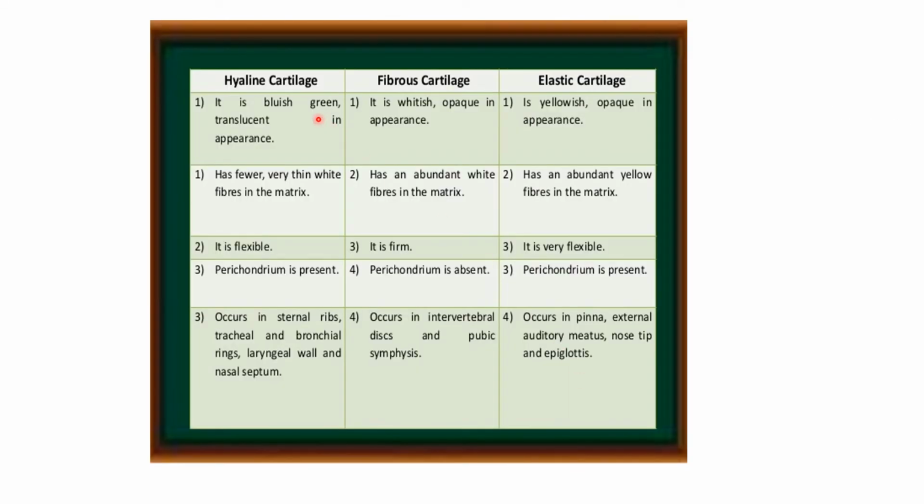So now let's see the difference between the three. Hyaline is bluish green in color, this one is white opaque, and this one is yellowish. Hyaline has few and very thin white fibers, fibrous has abundant white fibers, and elastic has more yellow fibers. This is flexible, this is firm, and this is very flexible as it contains elastin. Perichondrium is present, perichondrium is absent, and perichondrium is again present in the elastic type. Hyaline occurs in sternal ribs, trachea, bronchial rings and nasal septum. Fibrous occurs in intervertebral discs and pubic symphysis. Elastic occurs in pinna, nose tip and epiglottis.